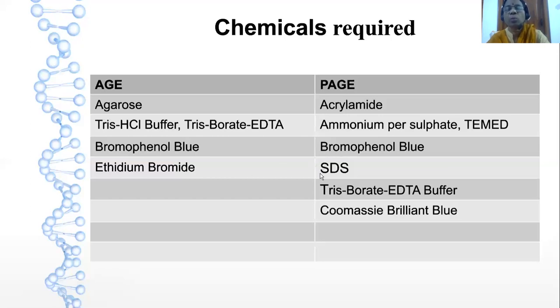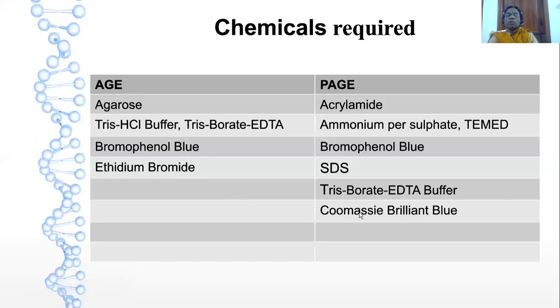You have an additional component in PAGE called SDS. It is a potent detergent which is used for imparting uniform charge to the proteins. SDS tends to impart a net negative charge to the protein molecule so that they can move to the positive electrode. The dye or the stain which is used for the agarose gel is ethidium bromide, which is a potential neurotoxin. It is a carcinogen.